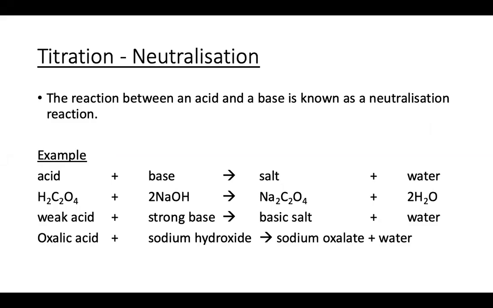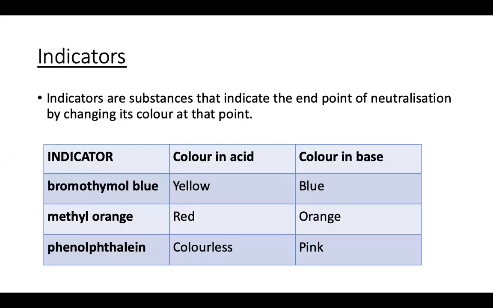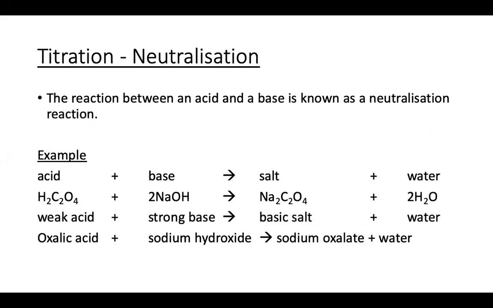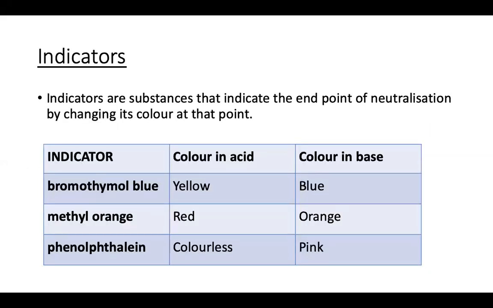Now, if we react the acid with a base, we make sodium oxalate plus water. The question is, how do we do the reaction? In order to do the reaction, we need a specific indicator to show when we reach the end point. When the acid reacts with the base, when is the reaction complete? So we have to choose an indicator. An indicator is a substance that indicates the end point of neutralization by changing its color at the end point.